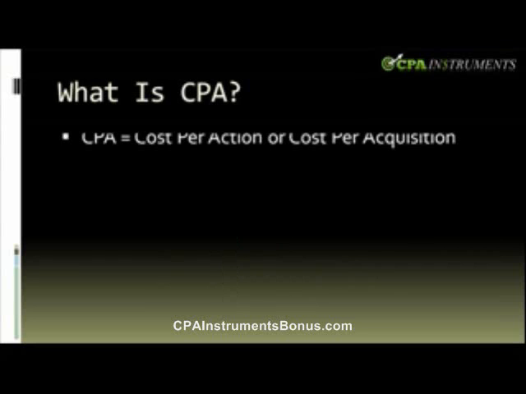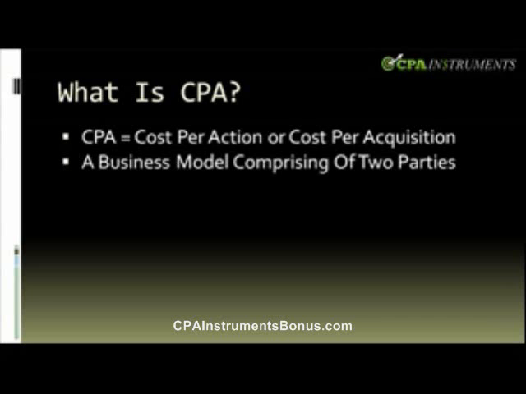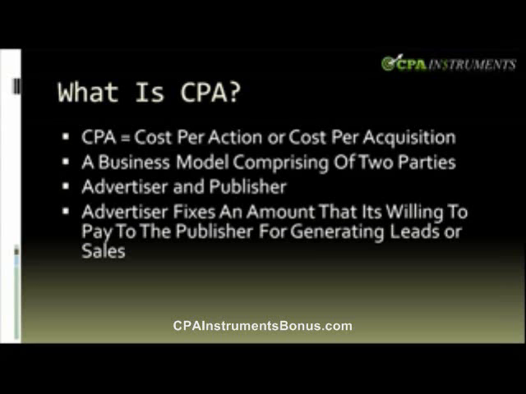What is CPA? CPA is cost per action, or in some cases it's also called cost per acquisition. It's a business model that comprises two parties. Alright, so there are two parties involved in this business model: an advertiser and a publisher. So CPA is cost per action, a business model comprising two parties, advertiser and publisher.